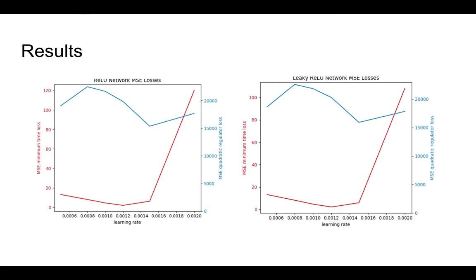Another thing I did was play around with increasing the hidden layer sizes. That's not shown here, but using various activation functions as well as increasing the hidden layer size, I got as best results around 1.42 as the mean squared error minimum time loss, and I think somewhere in the 5,000s-ish for the quadratic regulator loss.